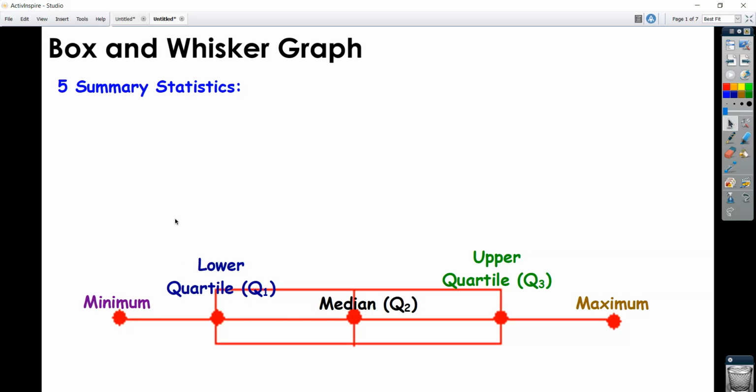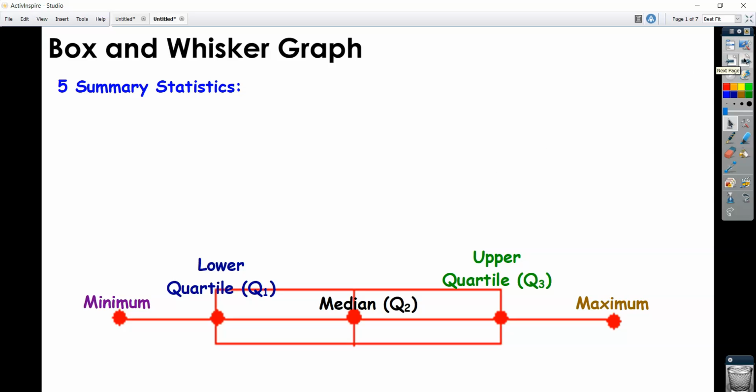But the 5 summary statistics, so anytime you hear 5 summary statistics, I'm talking about the minimum, the lower quartile, also known as Q1, the median, also known as Q2, the upper quartile, also known as Q3, and then the maximum. Those are the 5 summary statistics. That's what you need to know to graph a box and whisker plot, and that's what a box and whisker plot will tell you. Okay, so keep those things in mind. I've also given you guys the definitions on the vocabulary sheet.